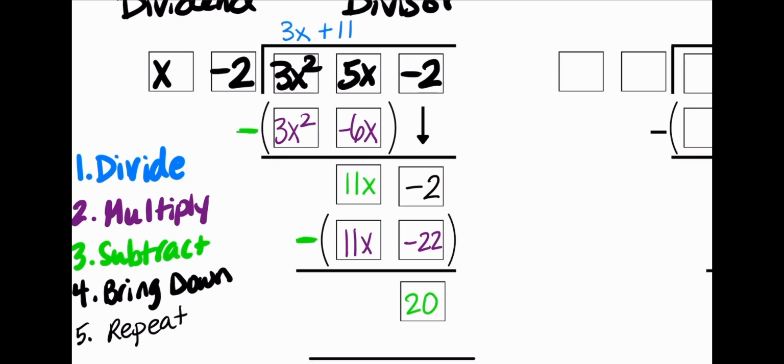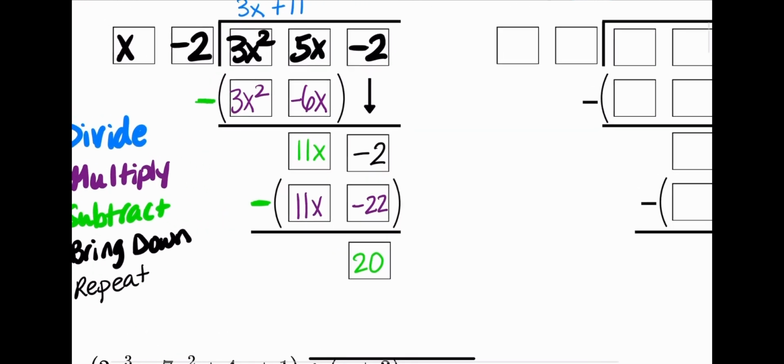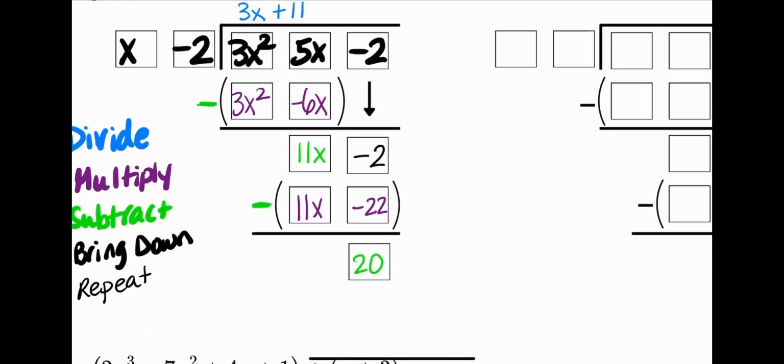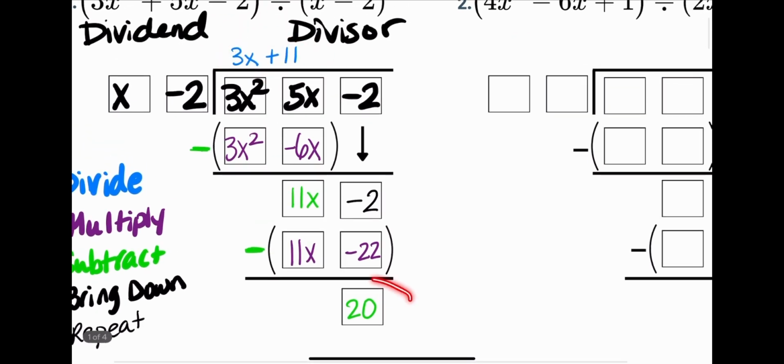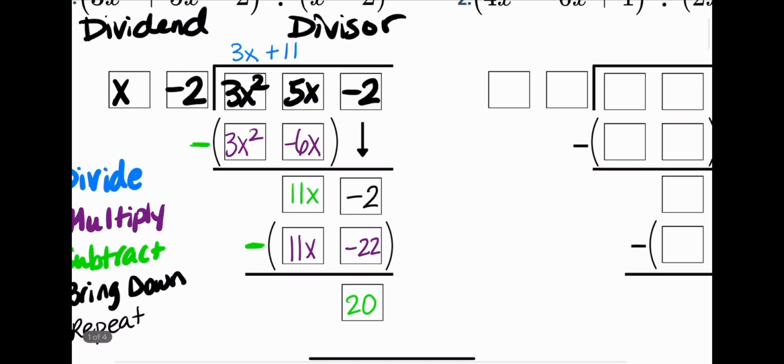Now we are done. Let me tell you why we are done. Normally we would bring down in this step, right? There is nothing else to bring down. There's nothing else up here to bring down. So we're done. Now we just want to write out our final answer. As you can see, our final answer is up here at the top. And the remainder is here at the bottom.